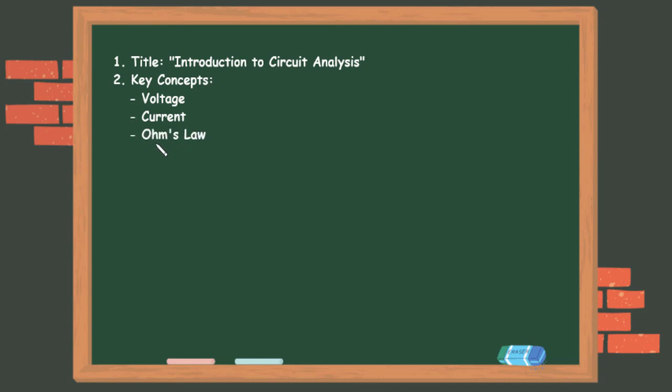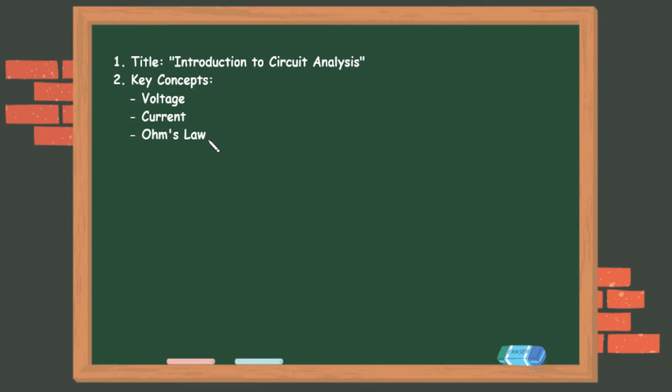3. Ohm's law. Ohm's law states that the current flowing through a conductor is directly proportional to the voltage across it and inversely proportional to its resistance. It can be expressed as V = I × R, where V is voltage, I is current, and R is resistance.